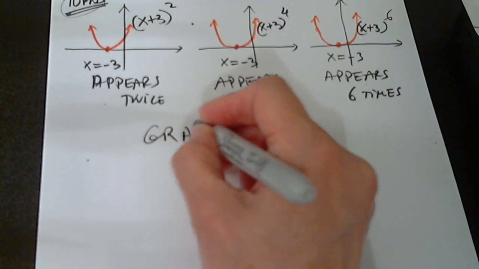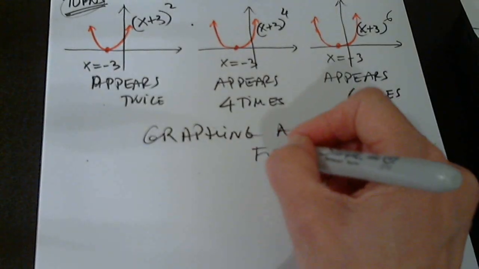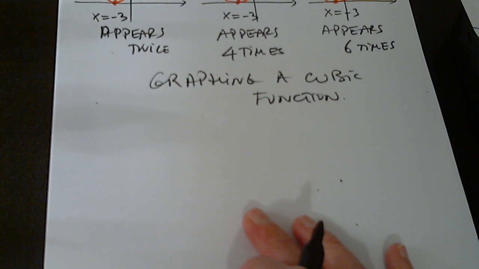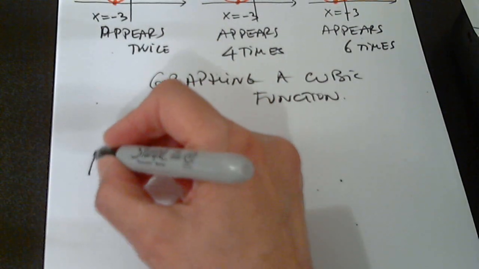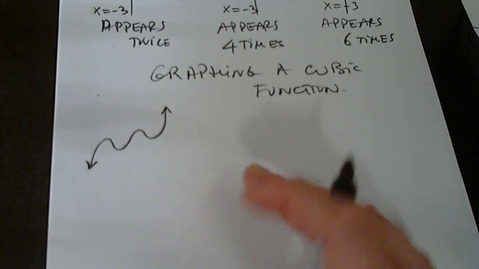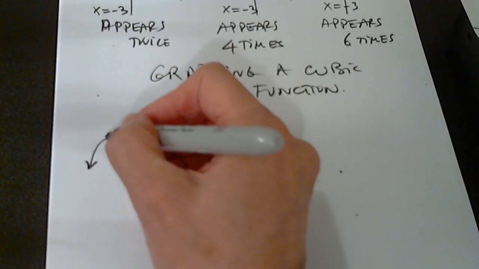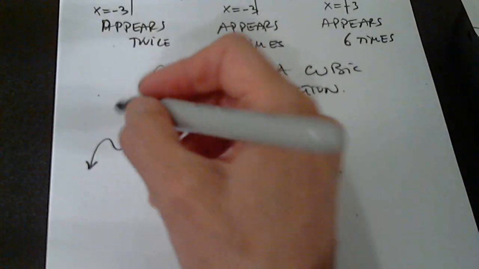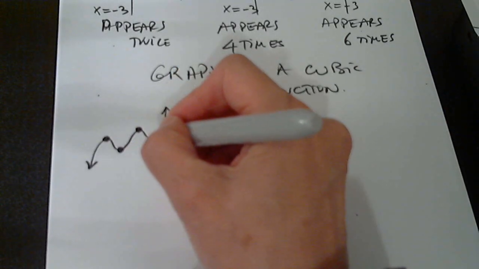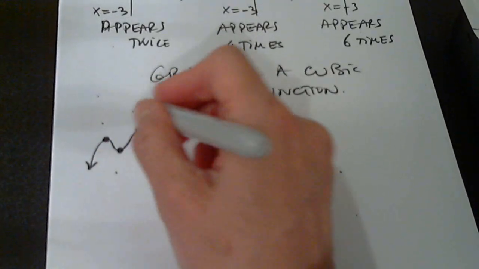Graphing a cubic function. Before we do that, let's look at something like this. How many turns does this function have? 1 turn, a second turn, a third turn, a fourth turn. Max, min, max, min.